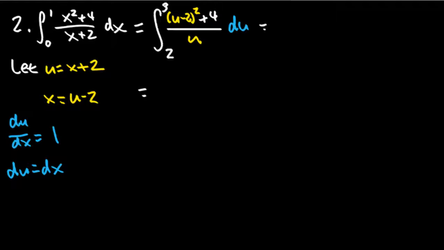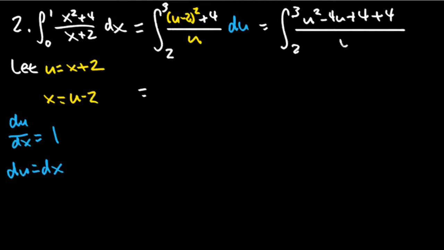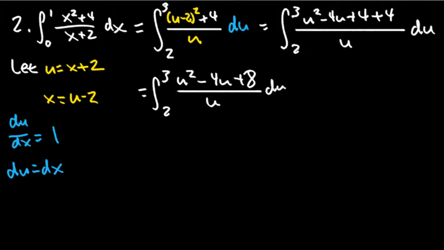Okay, so actually let's simplify it over here and then see what happens there. That's going to be u squared minus 4u plus 4 plus 4, all divided by u, du, integral from 2 to 3. Let's just simplify that more: 4u plus 8 over u. At this point you might be like, well, what do we do here? We can actually split that up. Notice that everything has a common denominator, which is u, so we can just split it up like this.